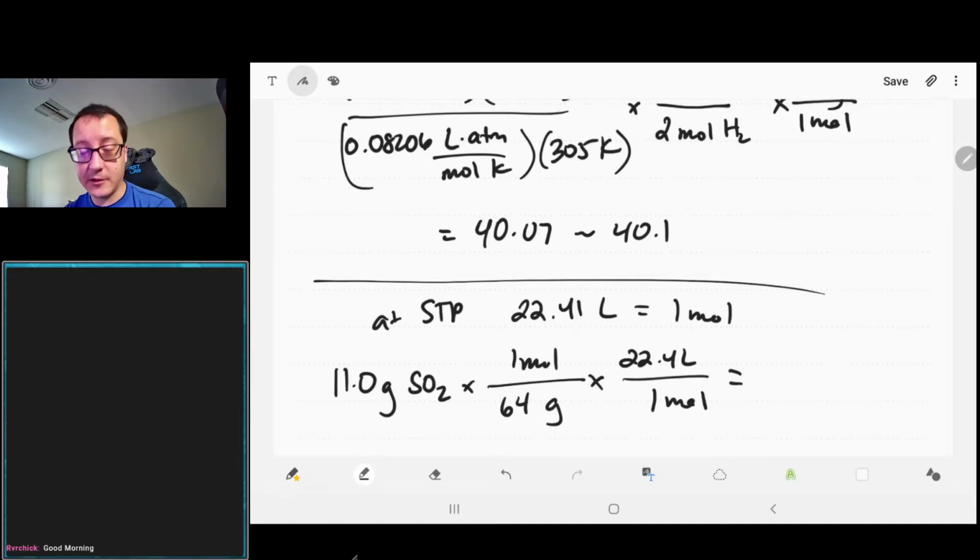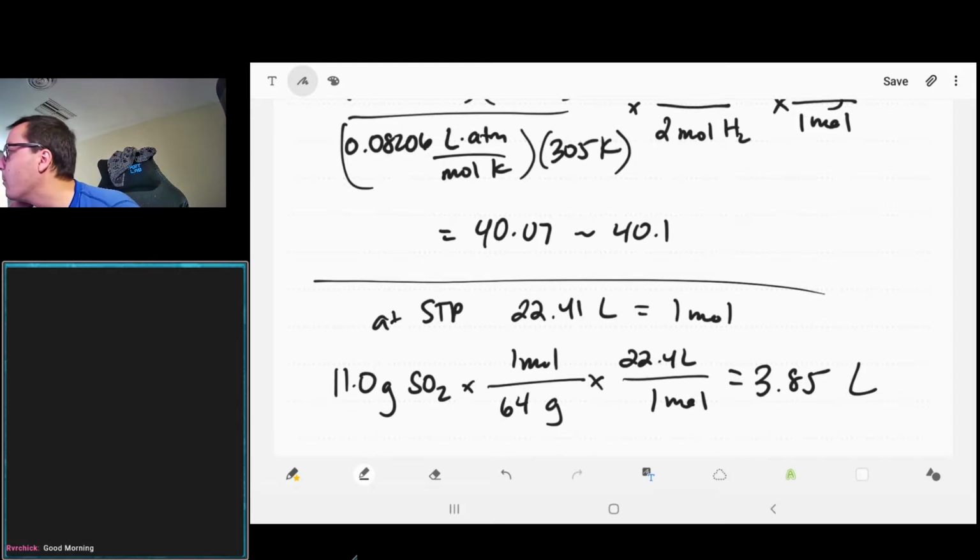So the trick here is remember that conversion factor, the 22.4. So 11 divided by 64 times 22.4, we get 3.85. Is that an answer option? It is. So that's what we're looking for there. So remember that for gases, any gas will occupy 22.4 liters if it has the quantity of 1 mole. Remember STP: standard temperature and pressure, 1 atmosphere, 0 Celsius.